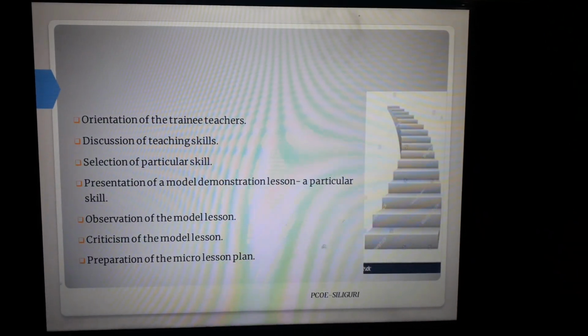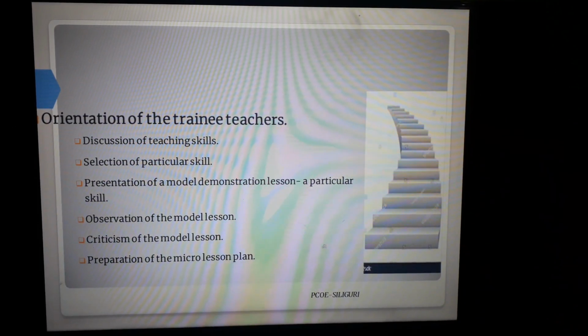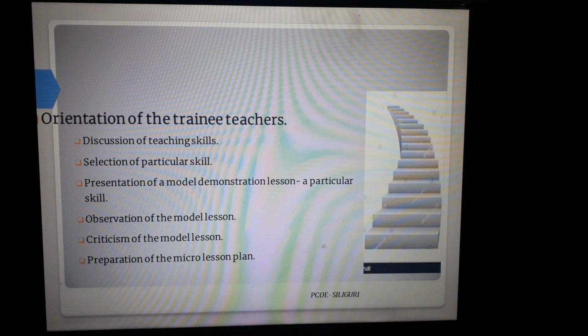Now we are discussing the different steps. First step is orientation of the trainee teachers. In this step, teachers will provide necessary information and theoretical background about micro teaching on the following aspects: concept of micro teaching, rationale or significance of using micro teaching, procedures of micro teaching, and requirement and setting for the adoption of micro teaching technique.